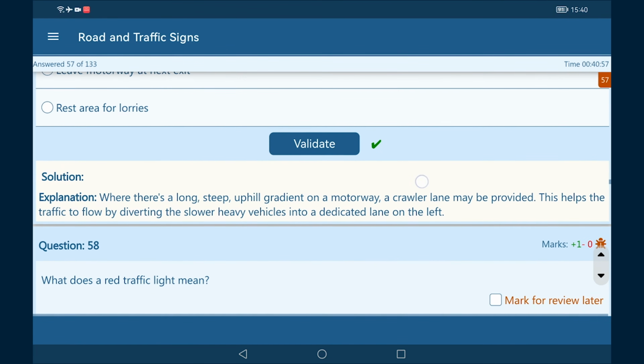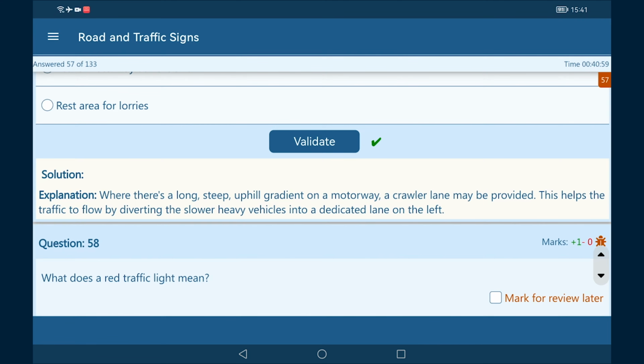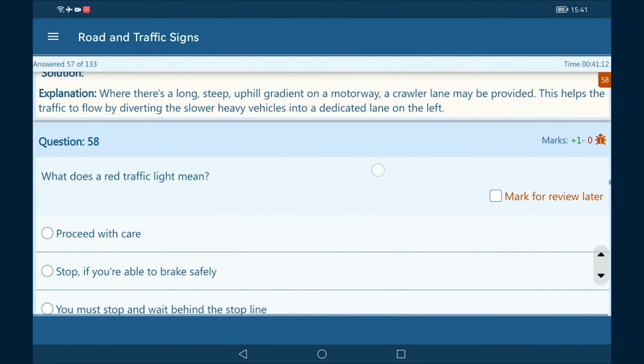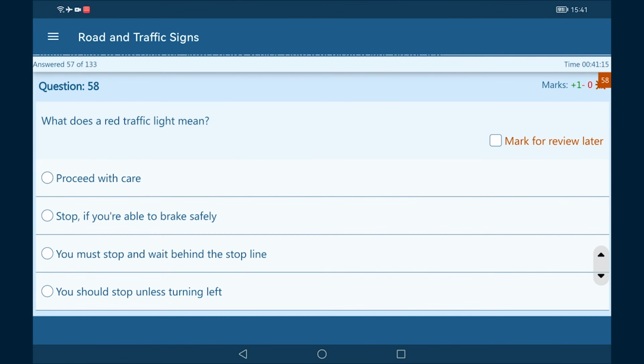Explanation. Where there's a long, steep uphill gradient on a motorway, a crawler lane may be provided. This helps the traffic to flow by diverting the slower heavy vehicles into a dedicated lane on the left. Question 58. What does a red traffic light mean? Option 1. Proceed with care. Option 2. Stop if you're able to brake safely. Option 3. You must stop and wait behind the stop line.